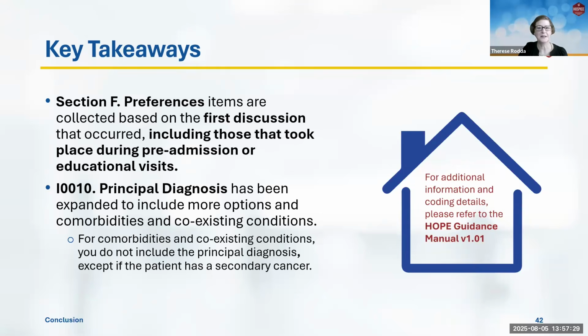So let's review the key takeaways from section F and I. Section F preference items are collected based on the first discussion that occurred, including those that took place during pre-admission or educational visits. Item I0010, Principal Diagnosis, has been expanded to include more options and comorbidities and coexisting conditions. For comorbidities and coexisting conditions, you do not need to include the principal diagnosis, except if the patient has a secondary cancer.